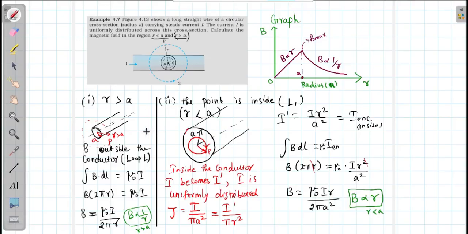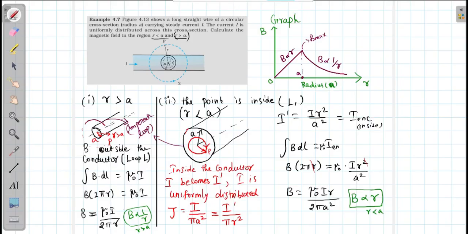Okay, but actually I forgot to mention the Amperian loop. In this case, this one is the Amperian loop, the red color circle at the center, similar to our Gaussian surface. Oh, okay, sir.